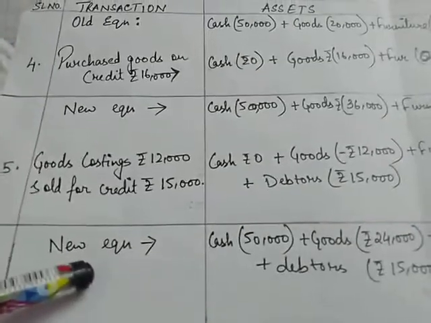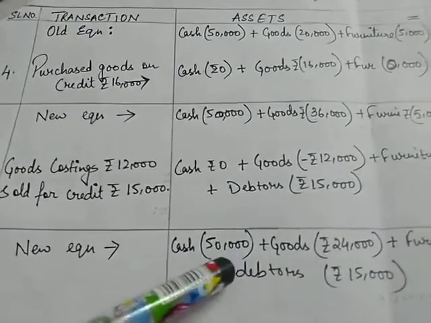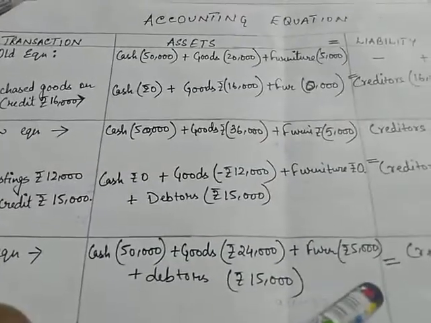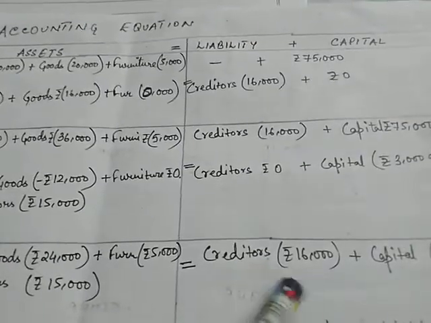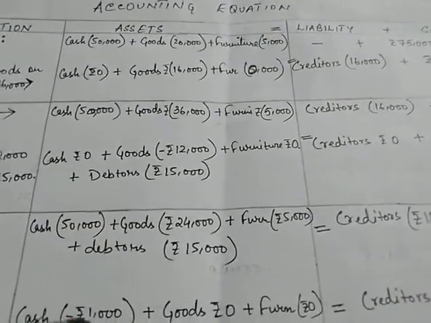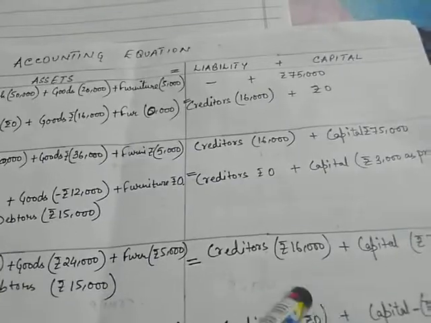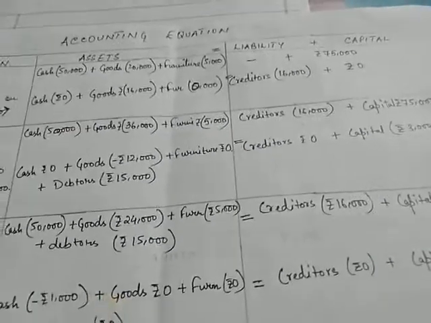Now let us see the new equation after the fifth transaction. Cash 50,000, goods 24,000, furniture 5,000, debtors 15,000. Creditors 16,000, capital becomes 78,000. Now if we add this side, I get 94,000, here also 94,000. So that means this is correct.